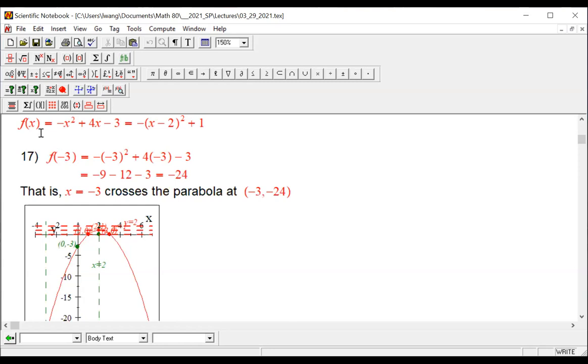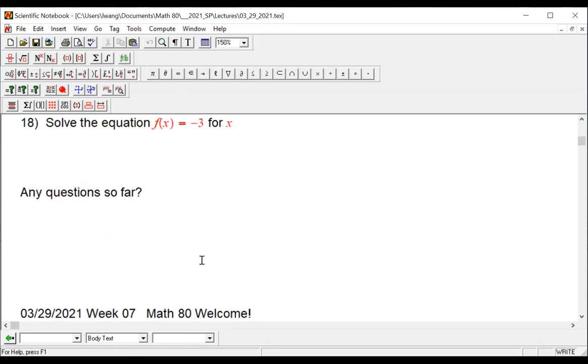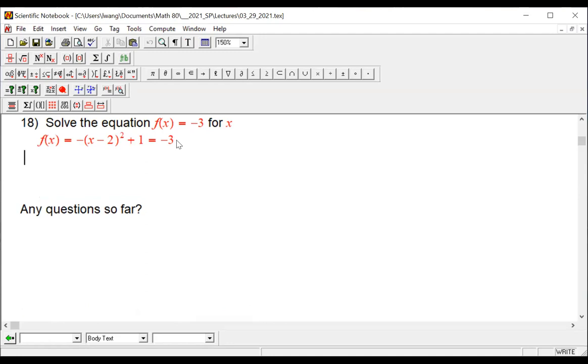18, f of x equals negative three. Okay, f of x is negative three. The output is negative three. And of course, we still choose that one with perfect square to use it, right? So we use this equation.